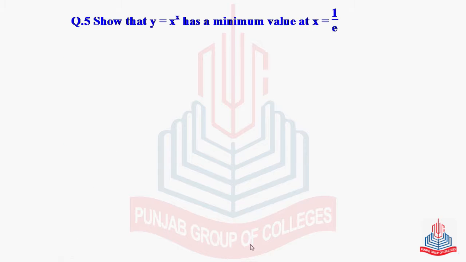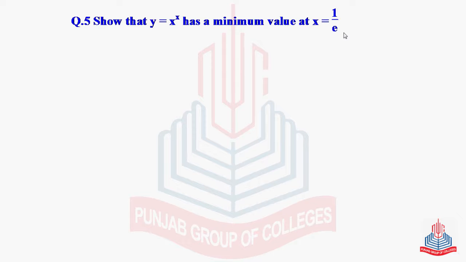Question 5. Show that y is equal to x raised to the power x has a minimum value at x is equal to 1 over e. Almost the same question. First we find first derivative, then second derivative, then put first derivative equal to 0, and from that equation we get the value of x, which must be 1 over e, so that when we put x is equal to 1 over e in second derivative, that must return a positive value, so that the function will become minimum at x is equal to 1 over e.